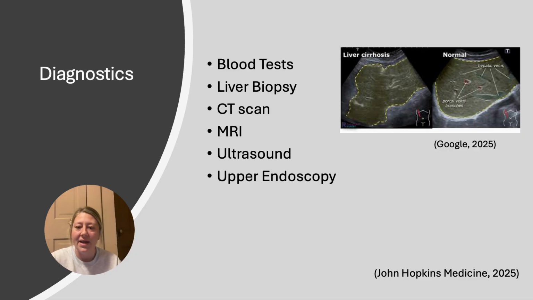So I added a picture here in the upper right portion of the slide. It shows what a healthy liver looks like and what a liver that has been diagnosed with cirrhosis looks like. The main takeaway here is that in the normal liver, you can see the hepatic veins and the portal vein branches in this image. When you go over on the left side of the picture, it shows the liver cirrhosis, and none of those are visible. So I found that interesting.